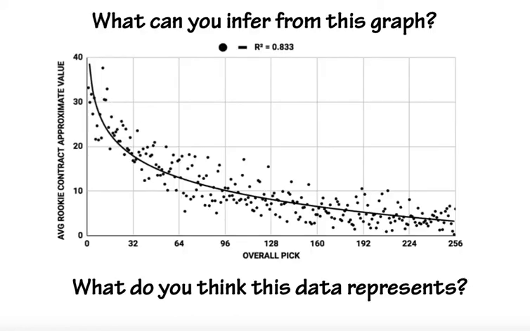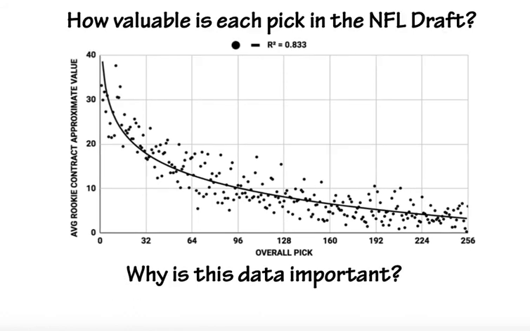Now, this was one of the graphs that you were asked to interpret from the opener. I asked you, what can you infer from this graph and what do you think this data represents? Well, this data actually represents how valuable each pick is in the NFL draft. So what this is telling us is that the first pick, over here, pick 1, is valued much higher than over here the 256th pick. So their contract is going to be greater. They're going to be paid more.